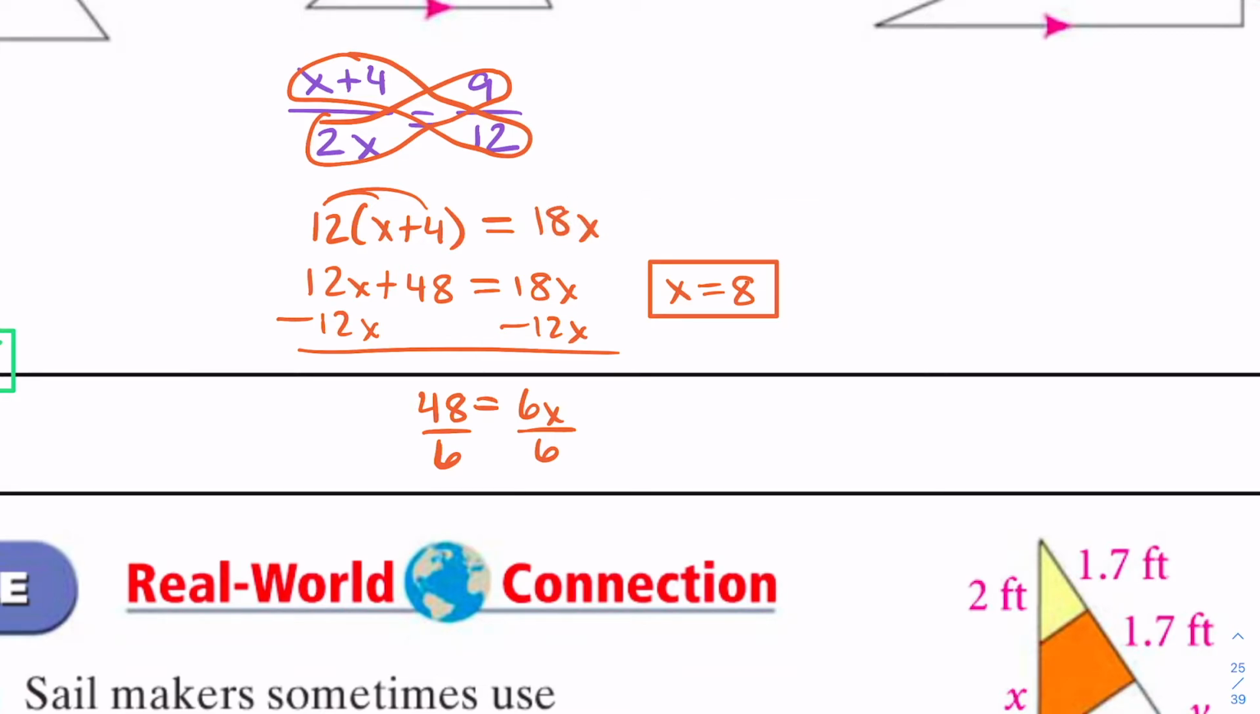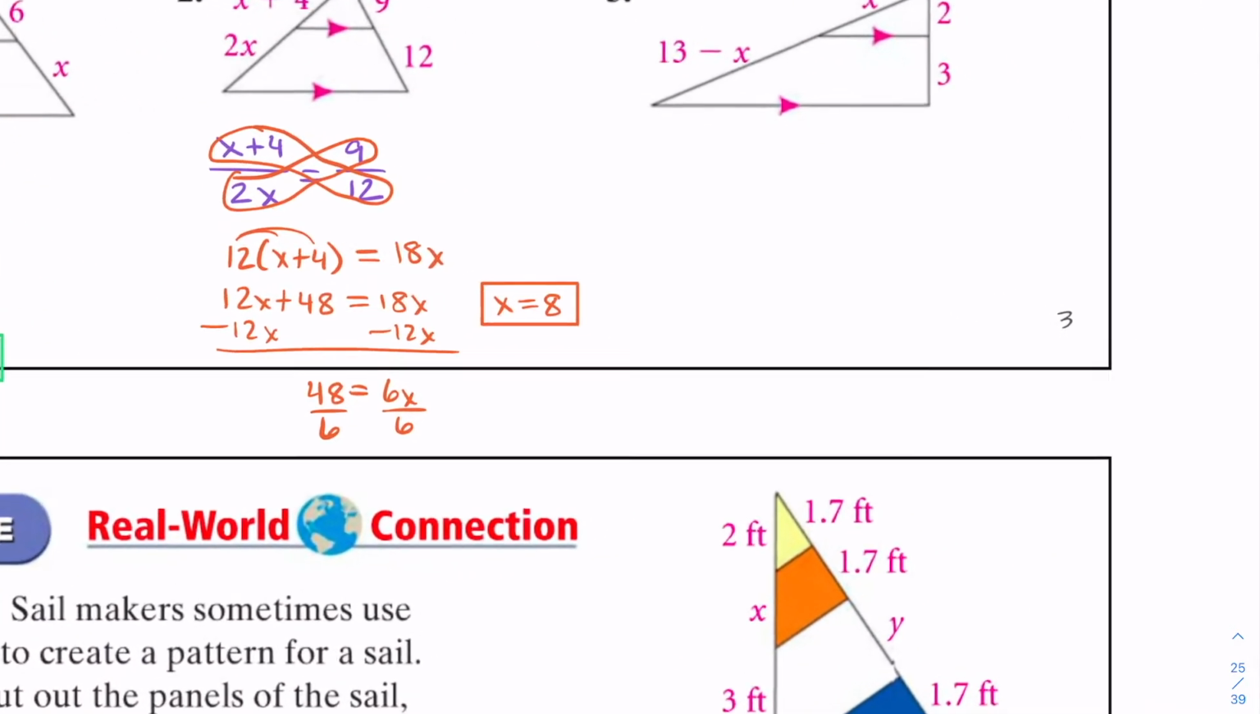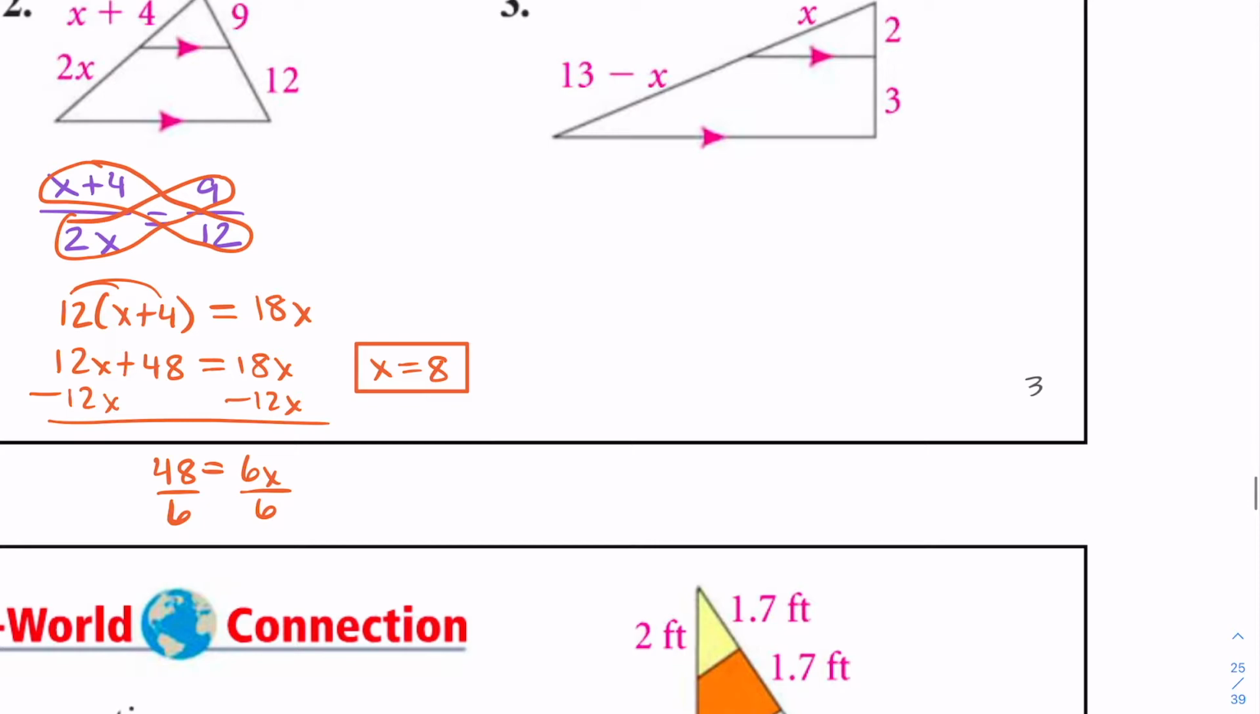And it makes sense. 9 over 12, and 8 and 4 is 12. So yeah, 3, 6, 9, 12, 4, 8, 12, 16. So I did that one right. And we have our last one.